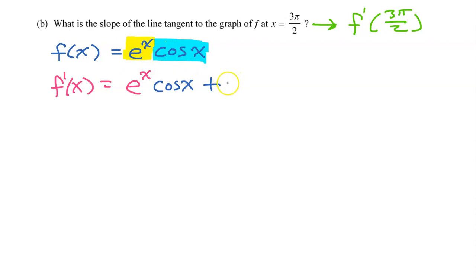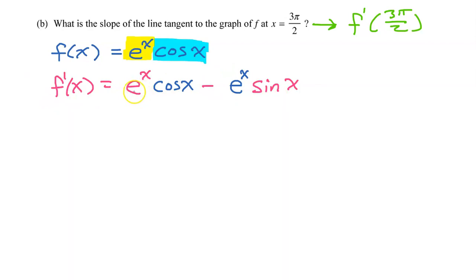The second time around, I leave the yellow factor alone. So leave in the yellow alone. And then I take the derivative of the blue factor. The derivative of cosine is negative sine. However, I prefer to put this negative sign here in the middle. So this is the derivative.